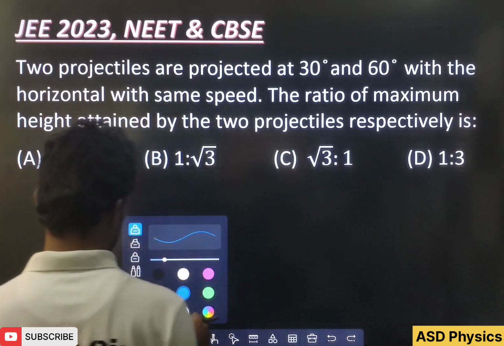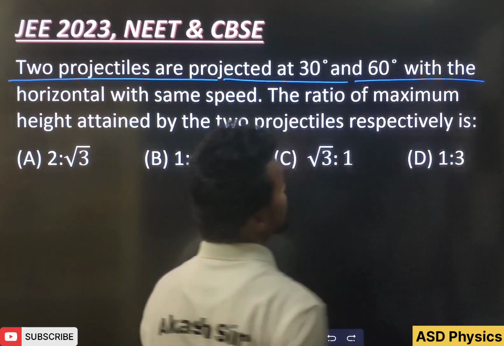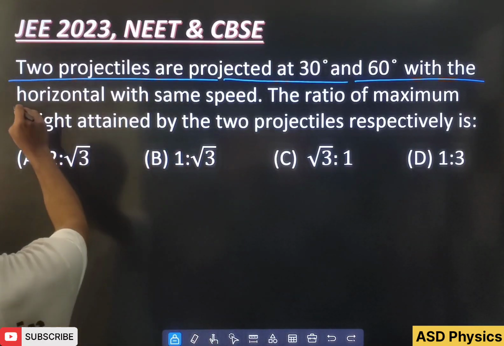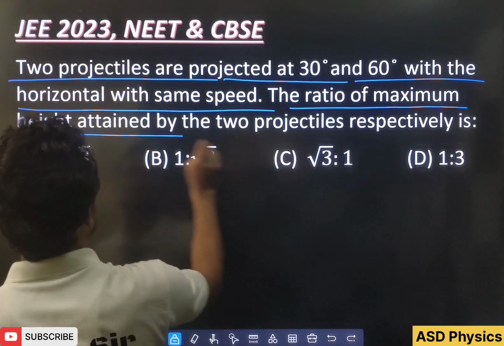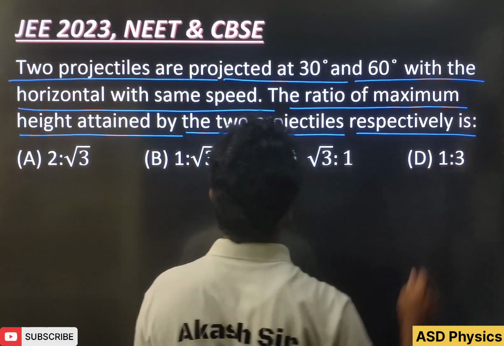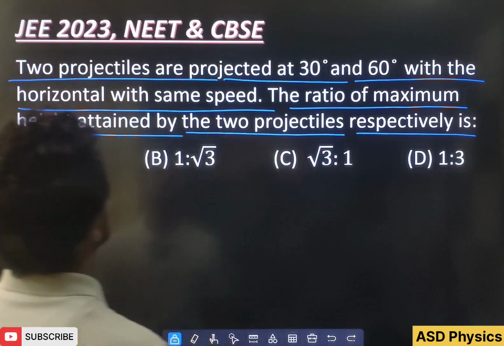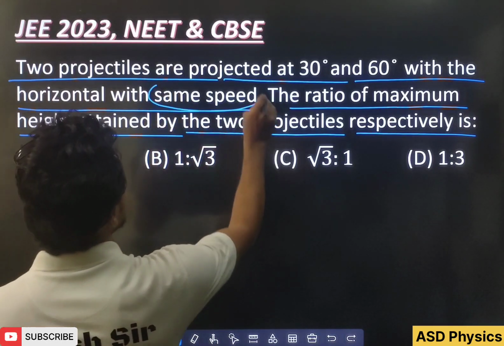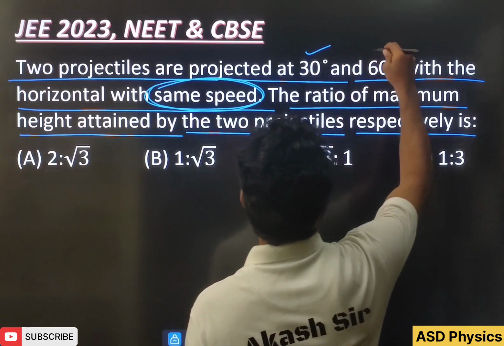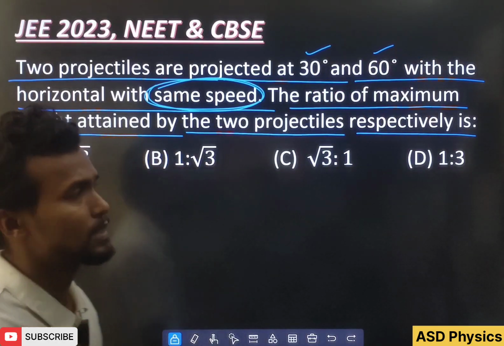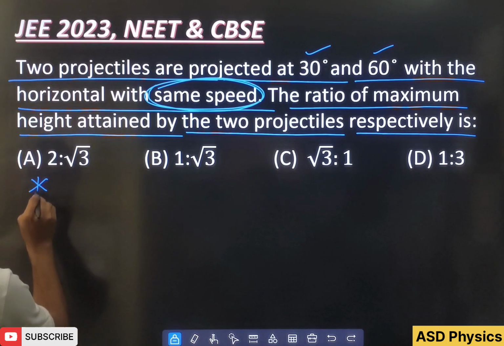Next one, let's see. The question is, two projectiles are projected at 30 degree and 60 degree with the horizontal with same speed. The ratio of maximum height attained by the two projectiles, how much here? So here you can see very well, they are telling that same speed. This is the keyword. After that you can see very well, the angles are complementary, 30, 60, summation is 90 degree. That means here range is same. That means concept is anyhow applicable.